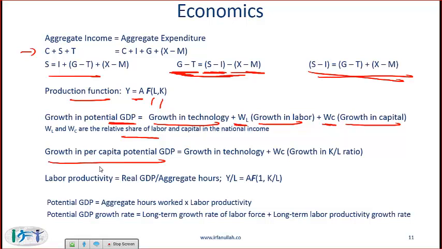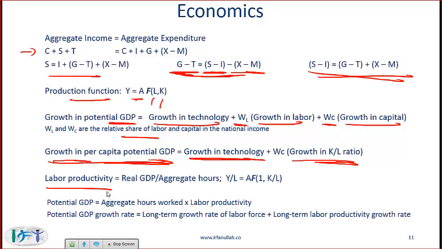Growth in per capita potential GDP is equal to growth in technology. So now we are talking about the productivity of a nation. What is the growth in per capita GDP? This is actually also a measure of the wealth of a nation. You might be getting to a higher GDP purely because of higher population, so everybody is still equally poor. What this tells you is whether people are getting richer, whether the income per person is going up. That depends on the growth in technology and the growth in the capital per labor.